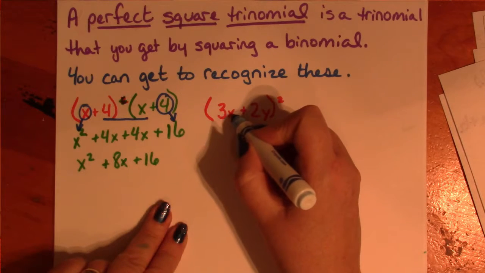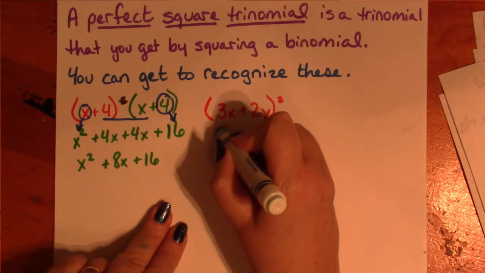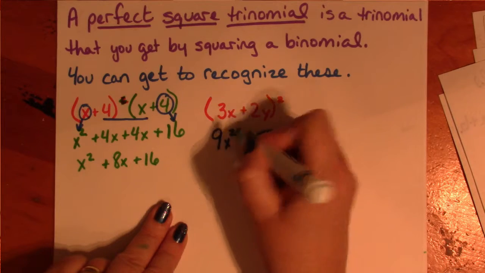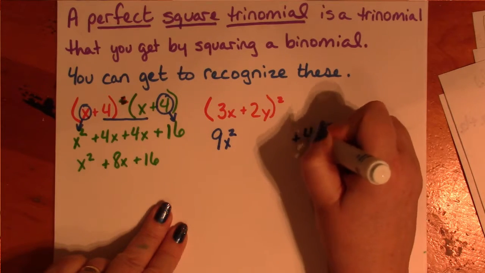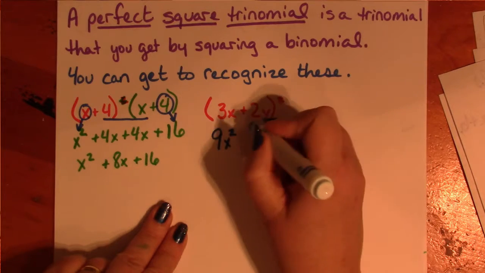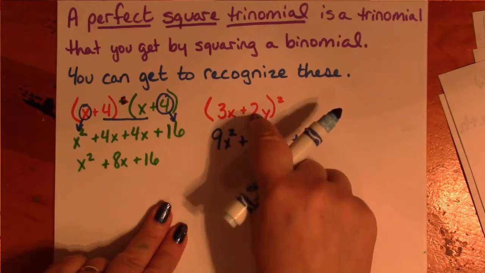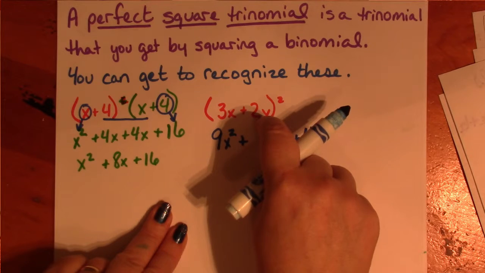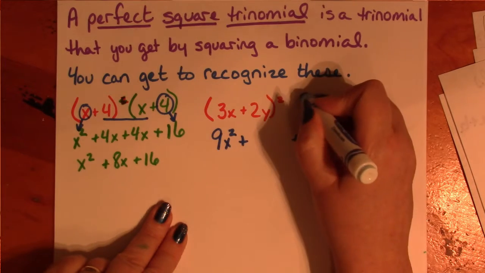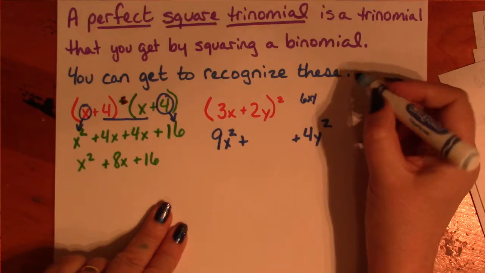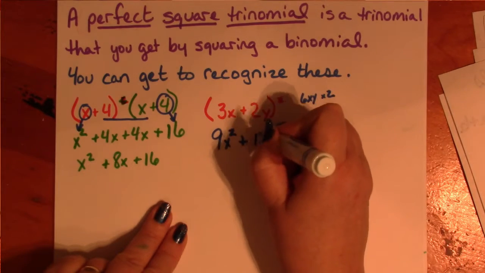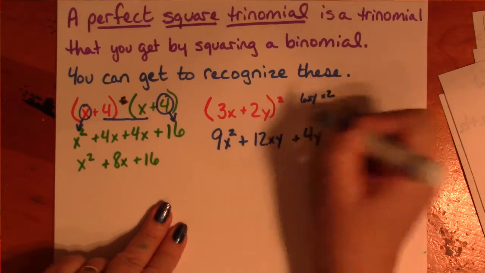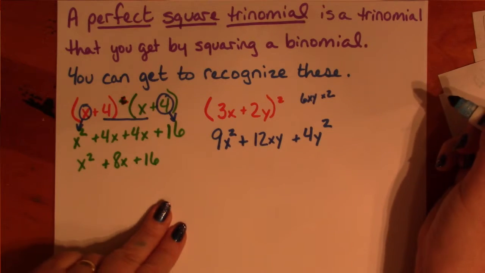We're going to take 3x and square it, 9x squared. We're going to take 2y and square it, 4y squared, and we're going to take these two, multiply it together, which is 6xy, and we're going to multiply that by 2 because there's going to be 2 of them. And that's going to give us 12xy. You good? Let's try some more.